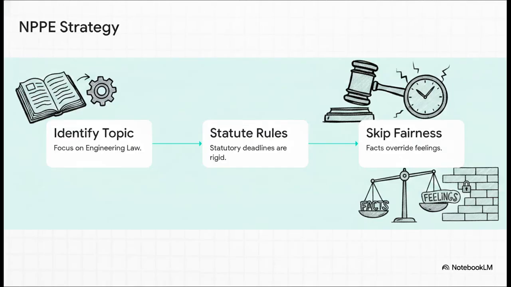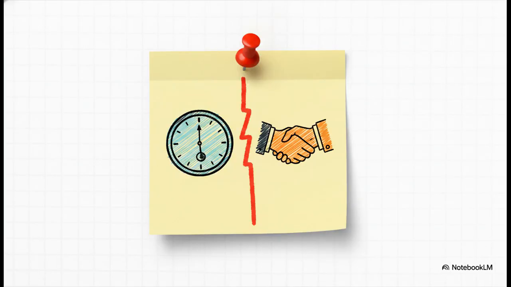You're going to want to remember these 3 steps when you sit down for the NPPE. First, identify the topic. Know you are in the realm of engineering law. Second, instantly recognize the rigid, unforgiving nature of statutory deadlines. And third, absolutely do not let your human desire for fairness override the cold, hard statutory facts presented in the options. If you remember just one golden rule today, let it be this.